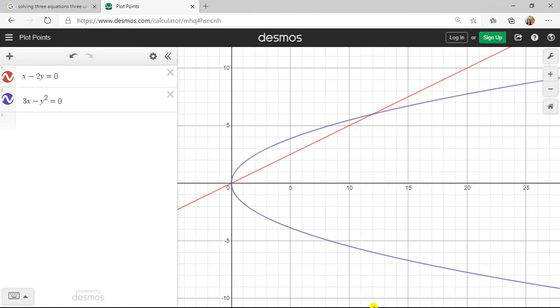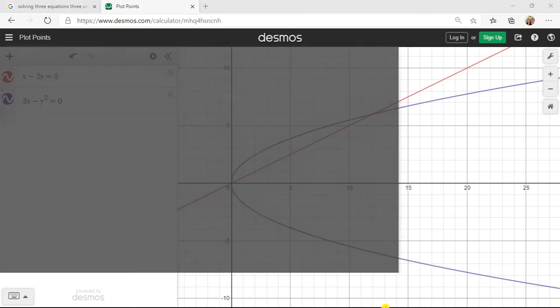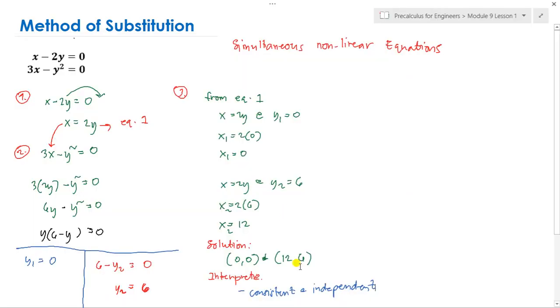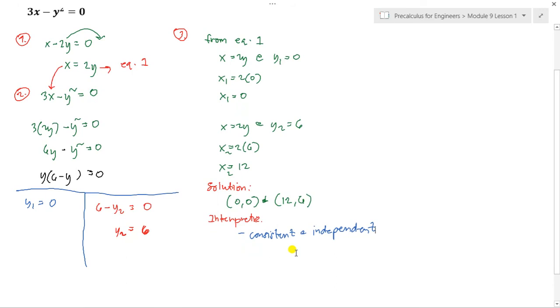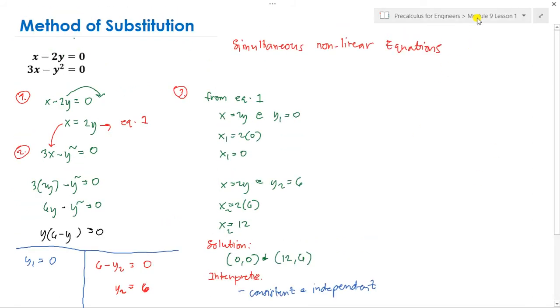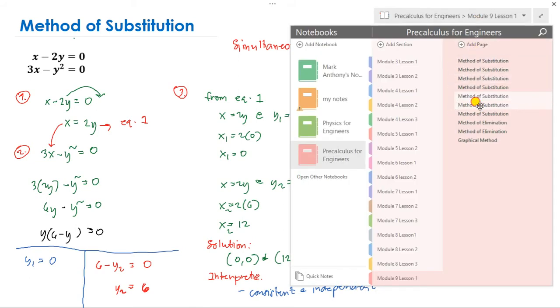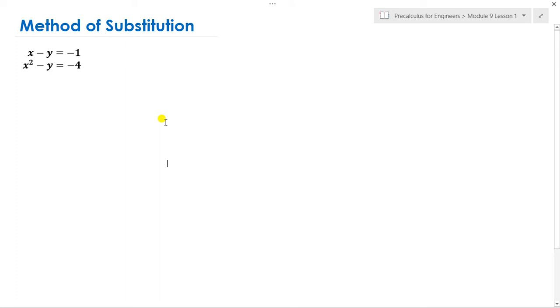Sakto gid ito nakuha ang mga values. Pag-ibalik, we have 12 and 6. So therefore, na-verify nato nga kani siya, these are really solutions to our simultaneous nonlinear equation. So this is consistent and independent. So let's have another one, still method of substitution for systems of nonlinear equations.